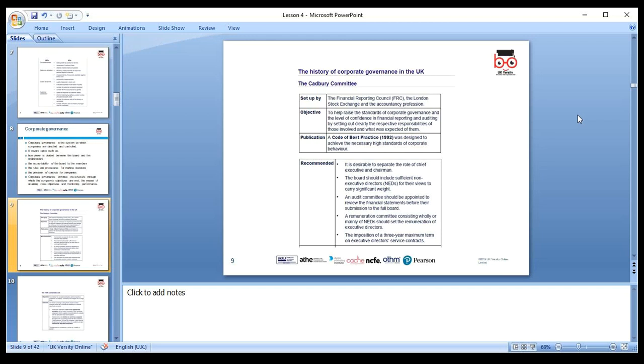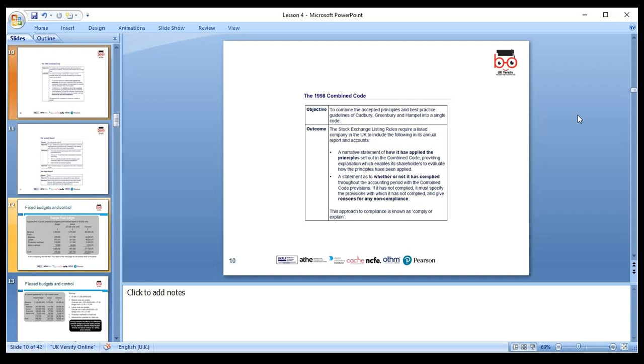Recommendation: it is desirable to have a separate role for the chief executive. There should be non-executive directors. An audit committee should be appointed to review the financial statements. A remuneration committee should consist wholly or mainly of non-executive directors. That is the key. The combined code's objectives, outcomes, and acceptable principles are what we need to look at. If we don't have those, it's hard to achieve our organization's objectives effectively.